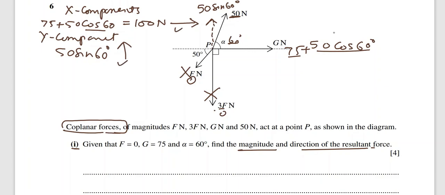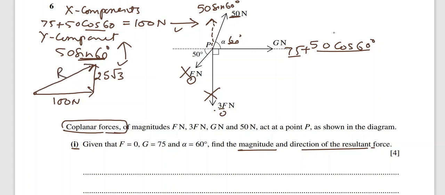Let's draw them one by one. 100 newtons first, to the right. From the head of it, we'll draw the second one, which is 50 sine 60. Sine 60 is square root 3 over 2, so it becomes 25 square root 3. All right, and the resultant will be from the tail of the first to the head of the second.